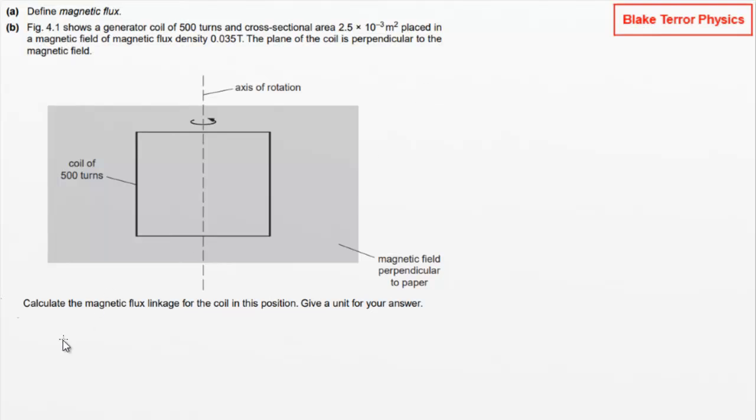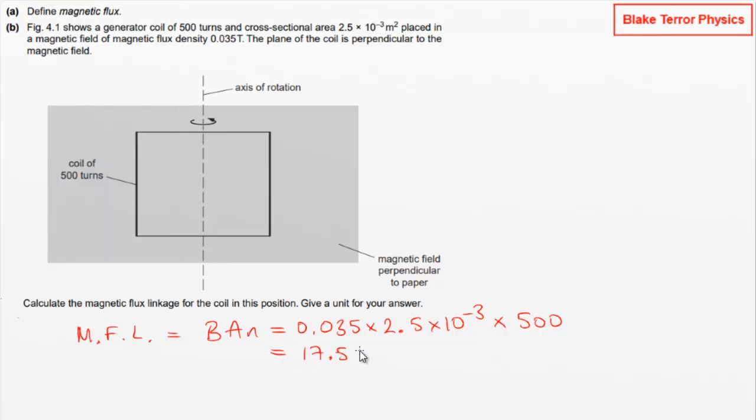So our magnetic flux linkage is going to be equal to our flux, which is BA, multiplied by the number of turns. So BAN. So B is 0.035, A is 2.5 times 10 to the minus 3, number of turns is 500. Right, so let's do a bit of playing around with this. So 500 times 0.035 is going to be 3.5 times 5, so that's 17.5. Then we need to multiply that by 2.5 times 10 to the minus 3.